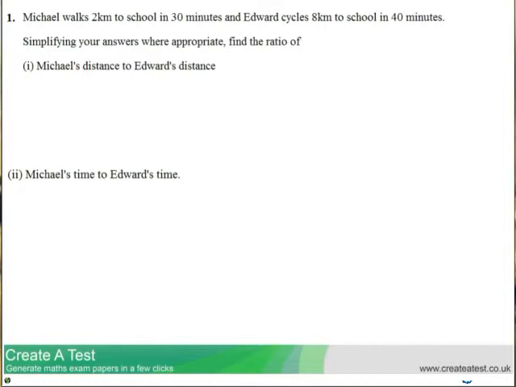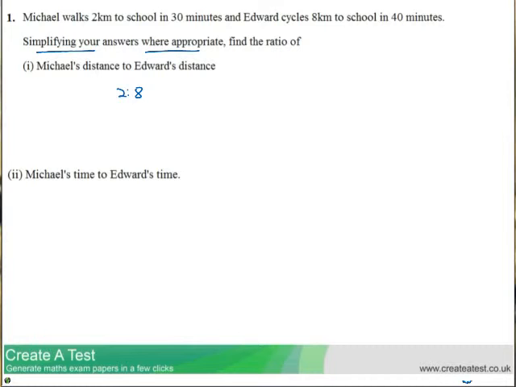So we've got two people, one of them's walking, one of them's cycling, and the first part of the question says Michael's distance to Edward's distance, and it's asking us to write a ratio for these two distances. Now both distances are in kilometres, so we can quite quickly write 2 to 8, because Michael goes 2 kilometres to Edward's 8 kilometres. Now it says, and we've got to watch out for this, simplifying your answers where appropriate.